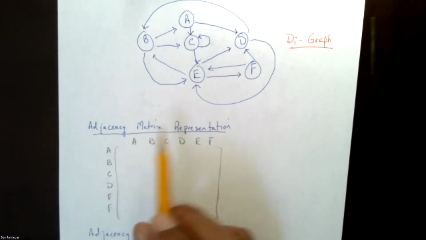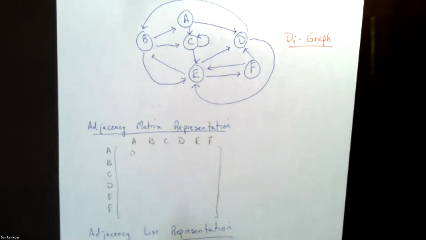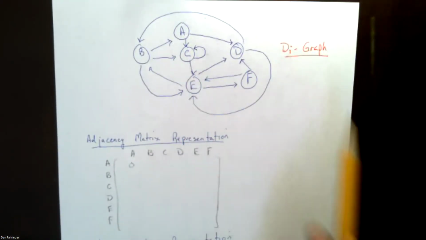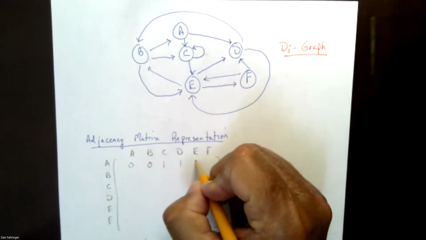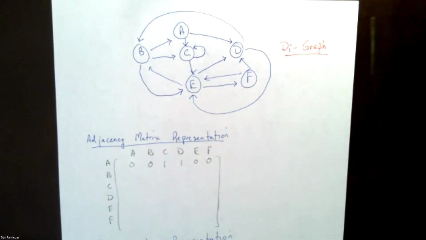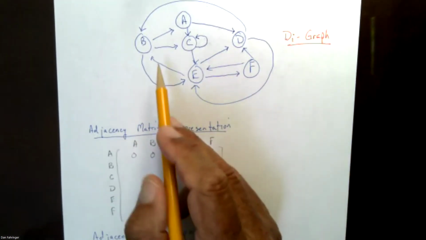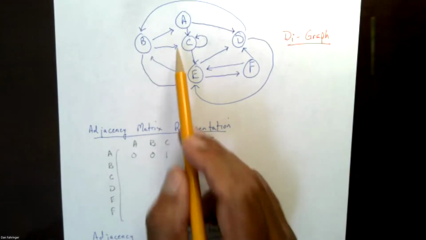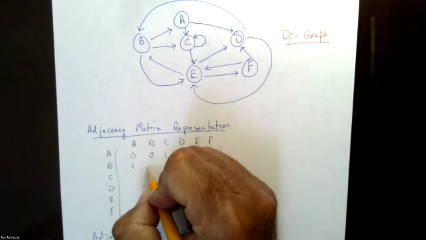Does A go to A? Nope. In fact, when I'm looking at this, A goes to C and D. The rest of these would be zeros. And this is a way for me to store in this digraph, are the nodes connected or not? And of course, you could keep going. B goes to A, C, and E.